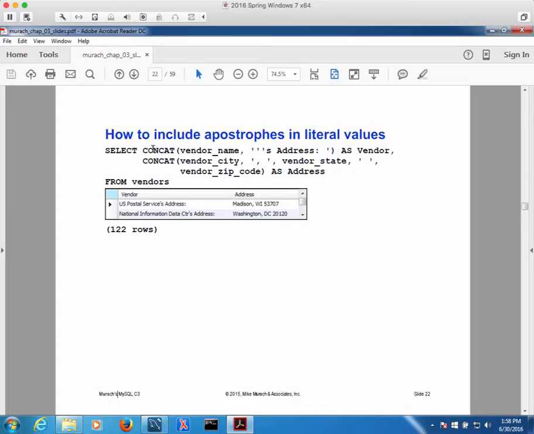And so, for instance, in this first concat, let's go to the second line because it's a little bit easier to see. Vendor city is the first argument or parameter. Comma space is the second argument or parameter. Vendor state is the third argument or parameter, space is the fourth argument or parameter, vendor zip code is the fifth argument or parameter. Okay? That's how that works.